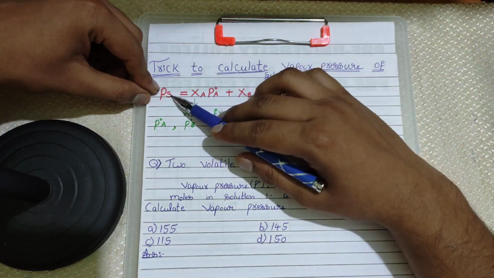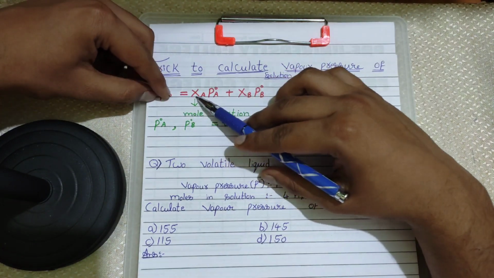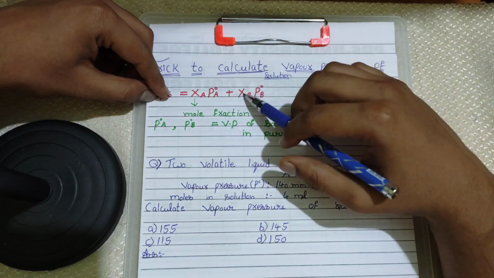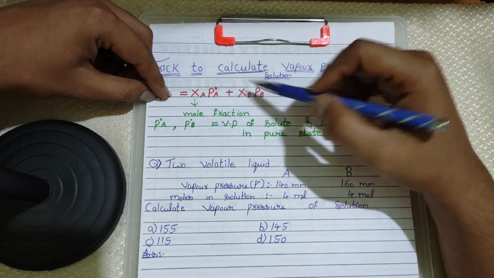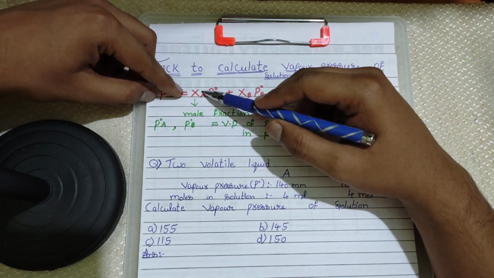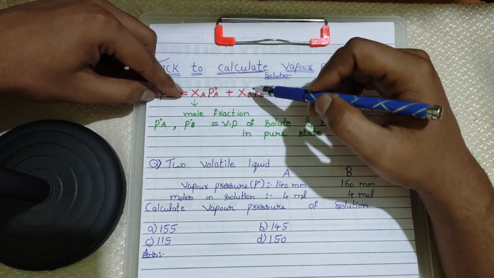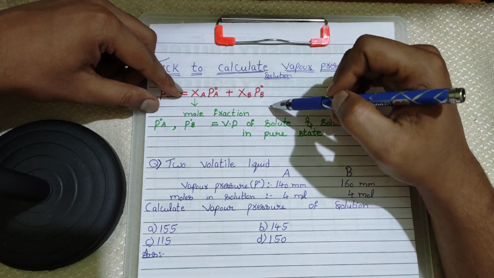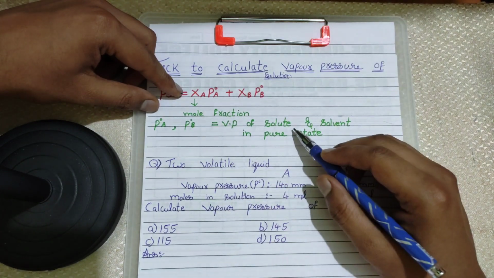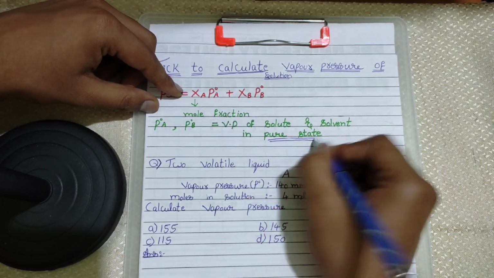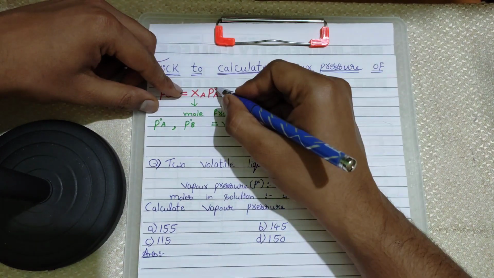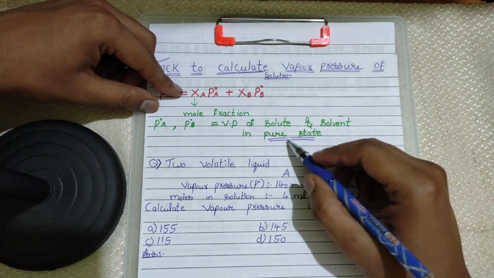See, we all know this formula: vapor pressure of the solution is equal to XA P naught A plus XB P naught B. Whereas what is this XA and XB? We all know it. It is the mole fraction of A and mole fraction of B. And what is this P naught A and P naught B? It is the vapor pressure of the solute and solvent in the pure state. Pure state, that we have to keep in mind whenever you come across P naught, it means pure state.